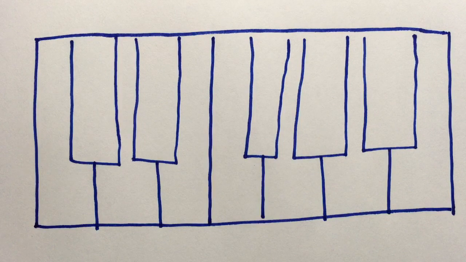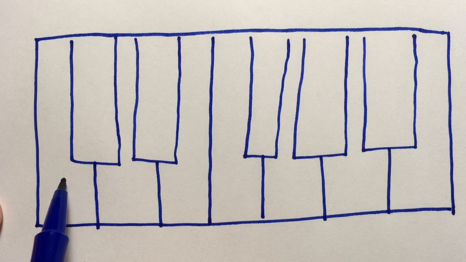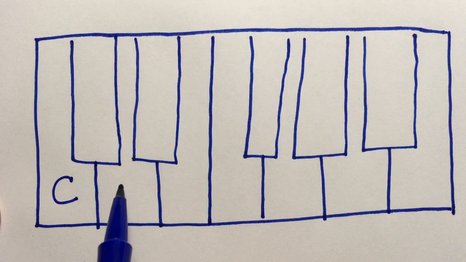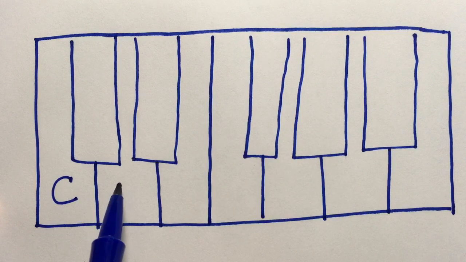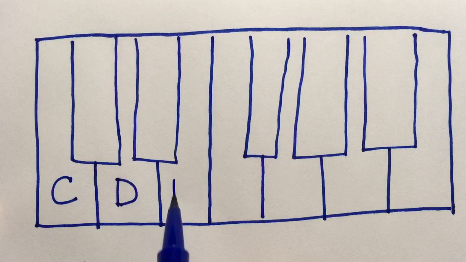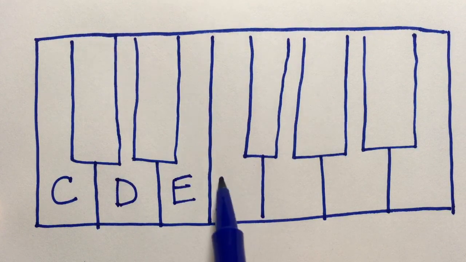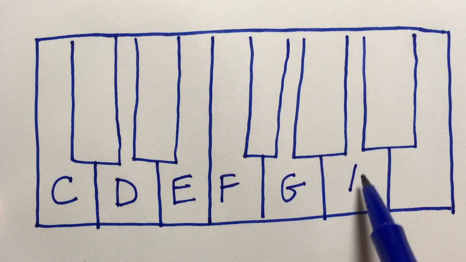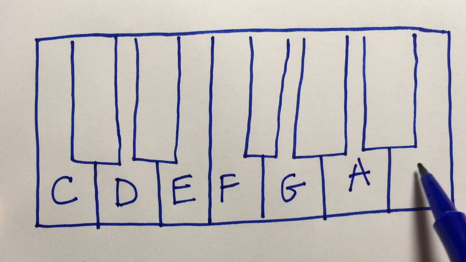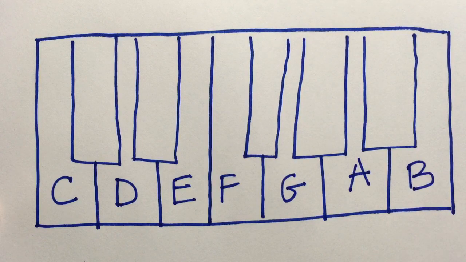So there's your keyboard. The next thing we need to do is label all of the keys. We're going to start here on C. We're going up the music alphabet, going up this way. The letter after C is obviously going to be D, E, F, G. After you get to G in the music alphabet, you start back over on A, and here's B again.